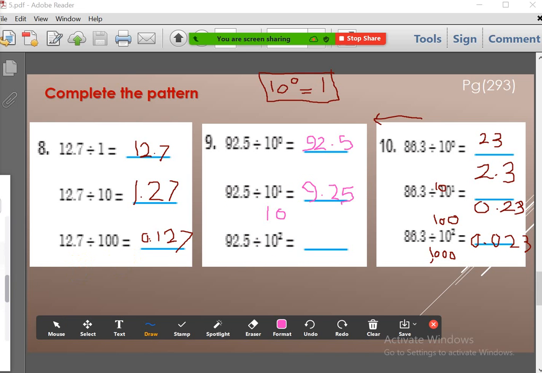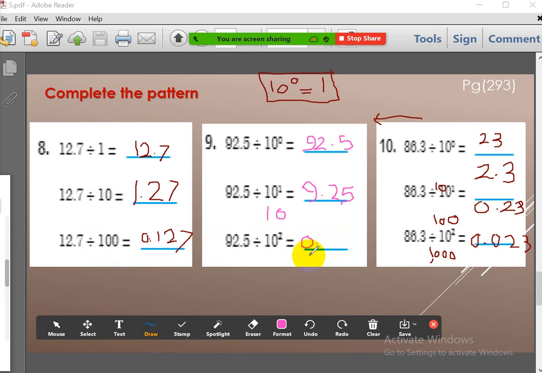Okay, now Basma, could you please open your mic now? Yes, teacher. Can you hear me? Yes, I can hear you. 92.5 divided by the second power of 10. The answer will be 0.925. Very good, Basma. Your answer is correct.